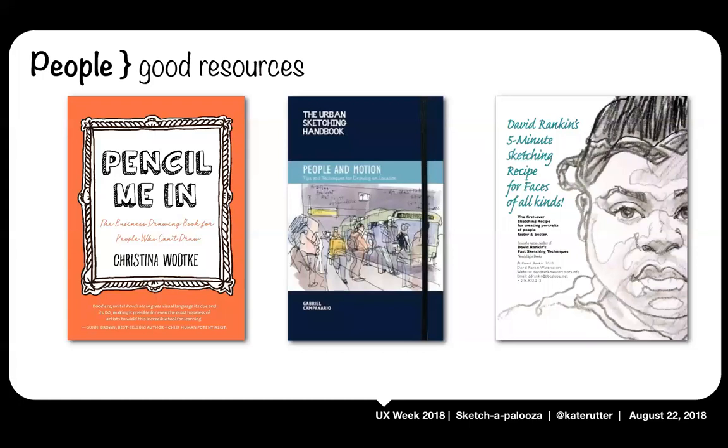Here are some good resources for you if you want to expand your visual practice on faces. Pencil Me In by Christina Woodkey. And if you want to get to that next level of specificity and detail, the Urban Sketching Handbook has a terrific guide for people in motion. As mentioned before, the portraiture phase is a great place to use David Rankin's 5-minute sketching recipe. It's a fantastic resource. You can Google it and download it, I believe, for free.